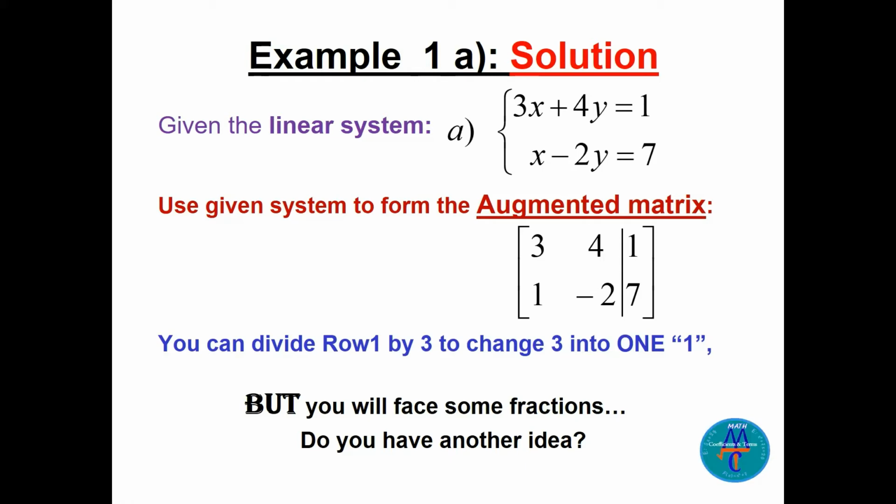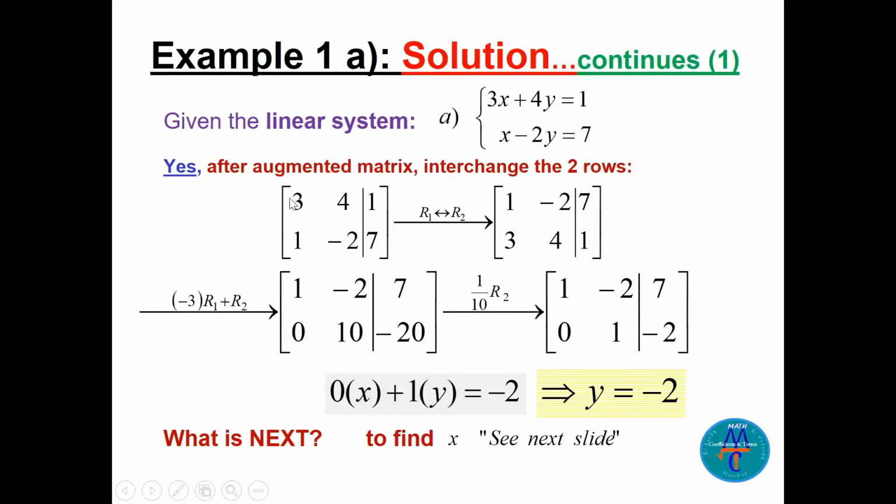I see here 1, minus 2, 7. That's row 2. I can interchange it with row 1. So now the first number is 1, the aim. What can I do directly? Interchange the two rows. 3, 4, 1, which is row 1, becomes row 2, exactly. And 1, minus 2, 7, the whole row, goes to row 1. See, now this number is 1. That's aim number 1 in the Gaussian elimination method.